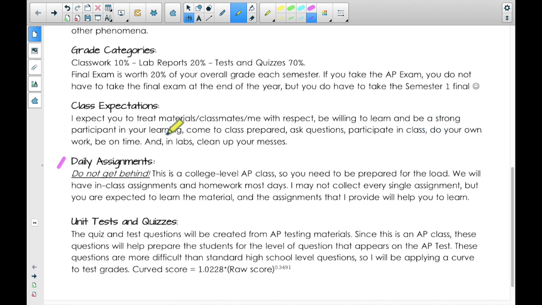I want you to be a strong participant in your learning. You are the one driving your learning. You need to come to class prepared. You need to ask questions, you need to participate, you need to do your own work, be on time, and in labs, clean up your messes.